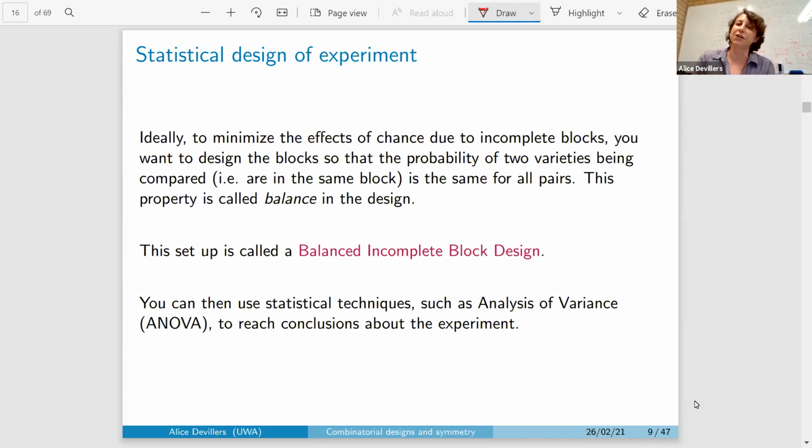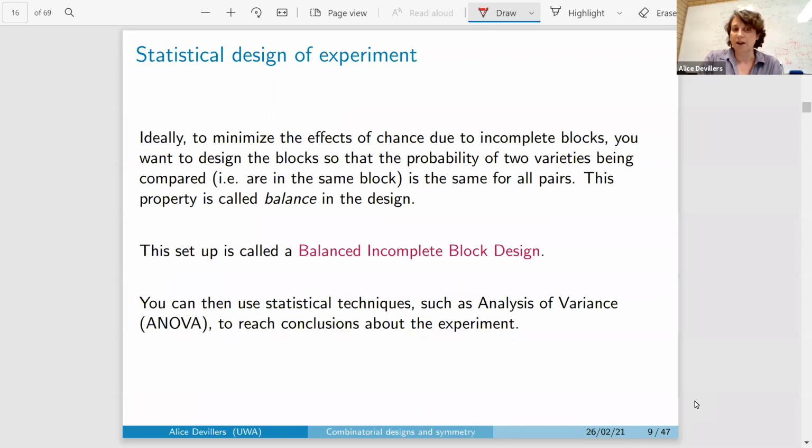So any 2 varieties are being compared the same number of times. This is the property that's called balance in the design. So if we have designed the blocks that satisfy this, it is called a balanced incomplete block design.